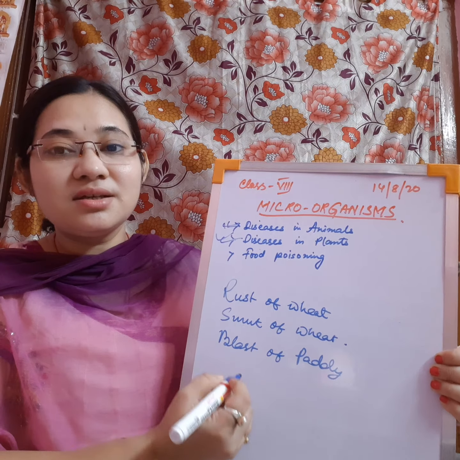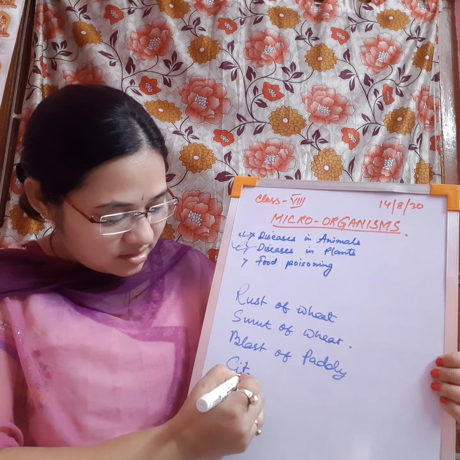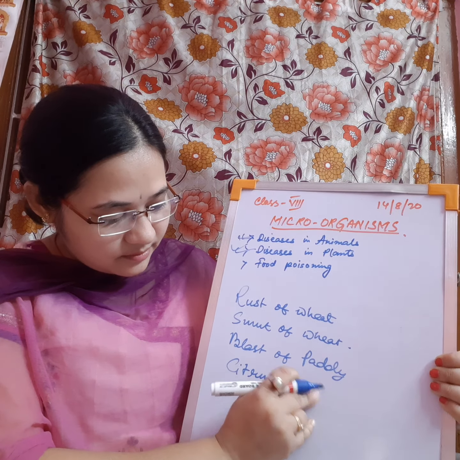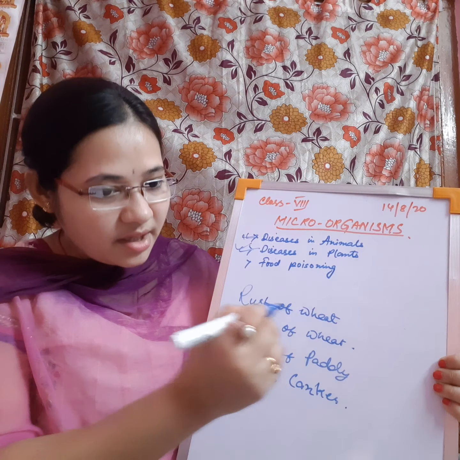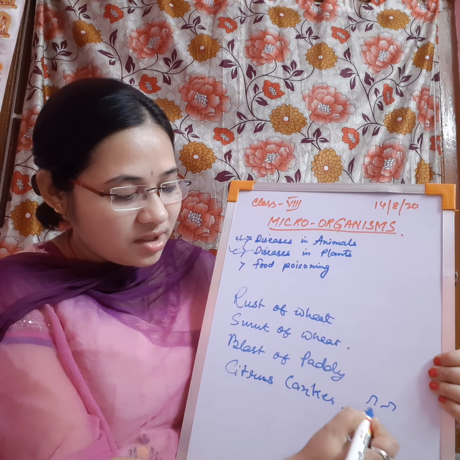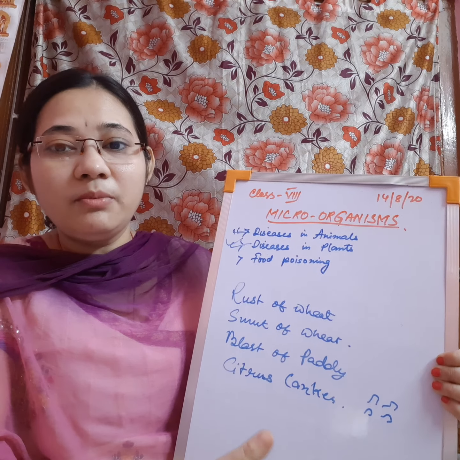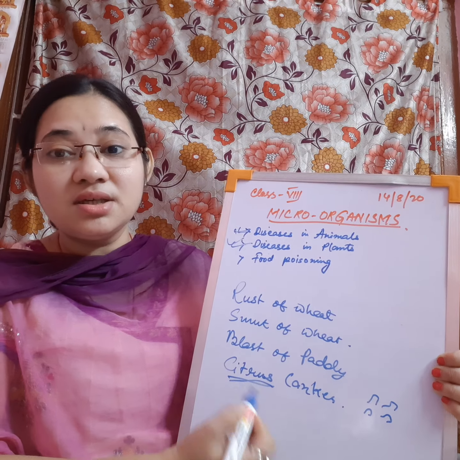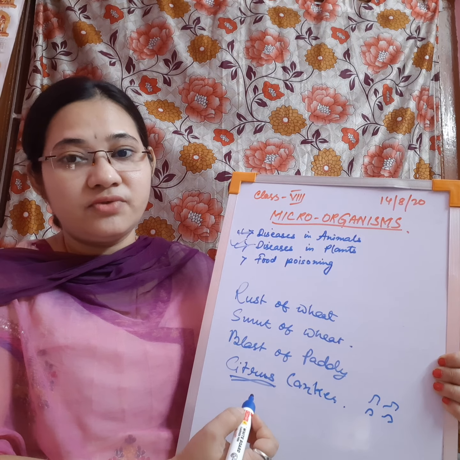Then we have citrus canker. Canker means warty substances which develop all over the leaves and the stems, like warts. Citrus means oranges and lemons, they are called citrus fruits.